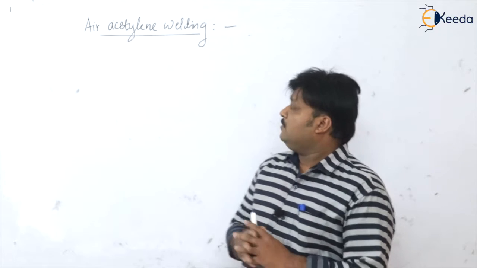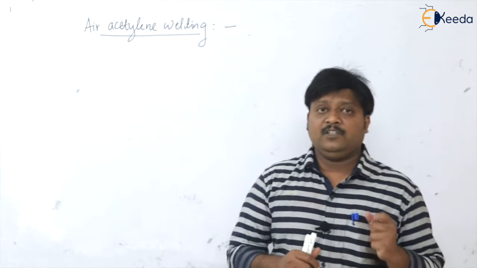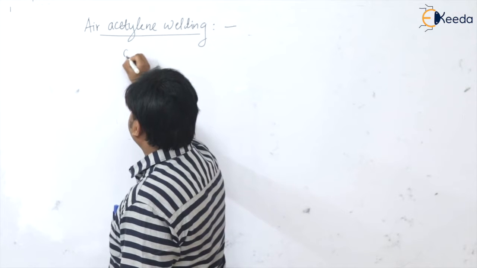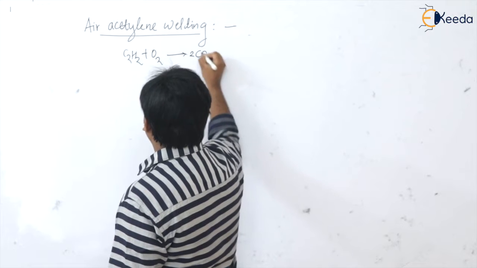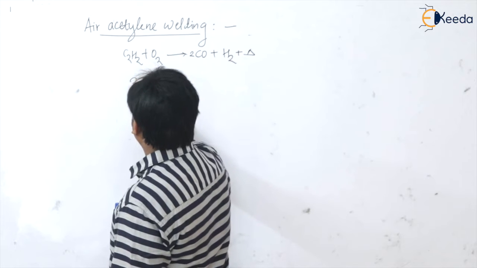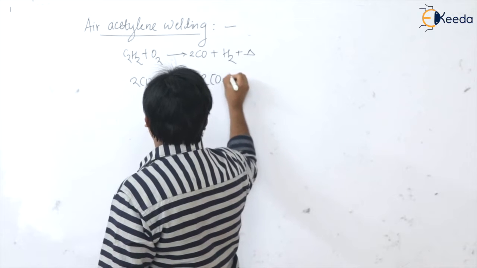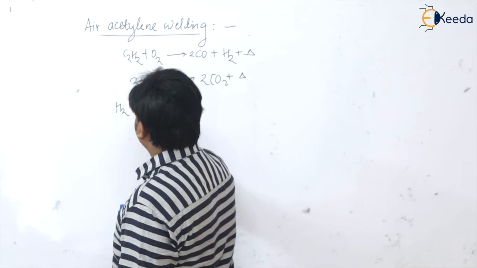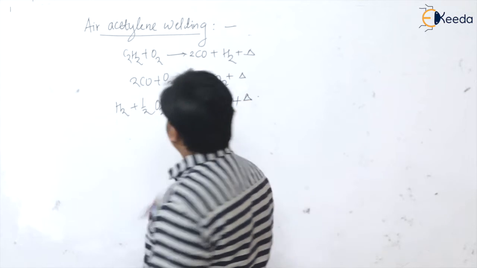Now here we know the reaction of the oxyacetylene gas welding. What is the reaction? C2H2 plus O2 gives 2CO plus H2 plus heat. Then 2CO plus O2 gives 2CO2 plus heat, and H2 plus half O2 gives water at the end and heat.